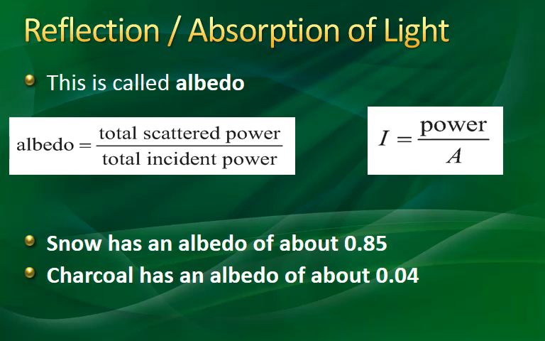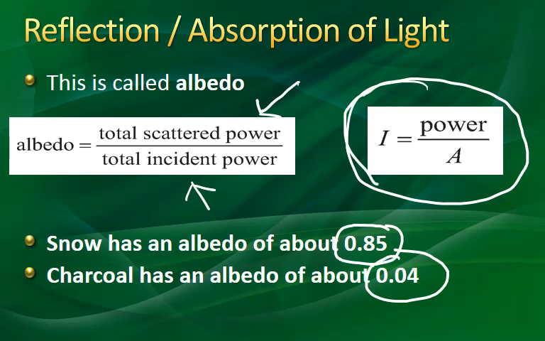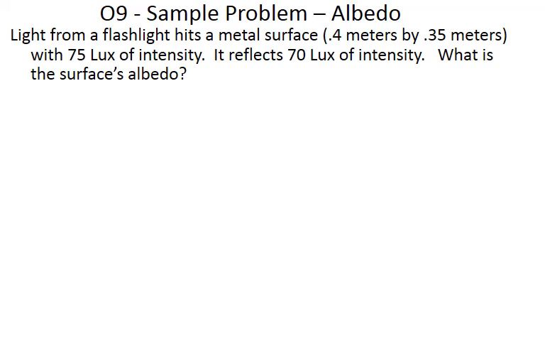And this is called albedo, where we look at what's scattered versus what's incident. Snow scatters most of the light coming in. Charcoal absorbs most of it. And we know intensity is power divided by area, so we have that as well.